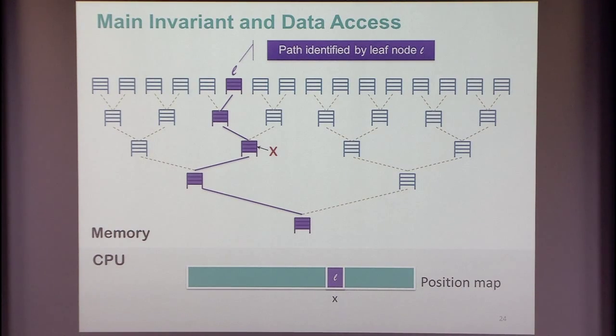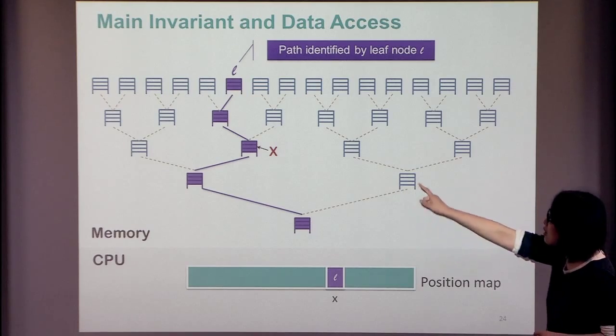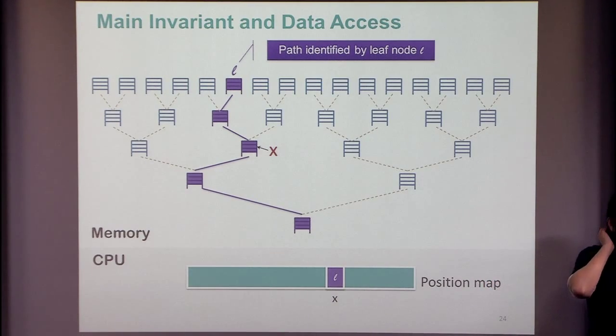So you're not committing where X will be on the path. It's like one of those nodes. Uh-huh. It's not stored. X can be anywhere on the path. Okay.